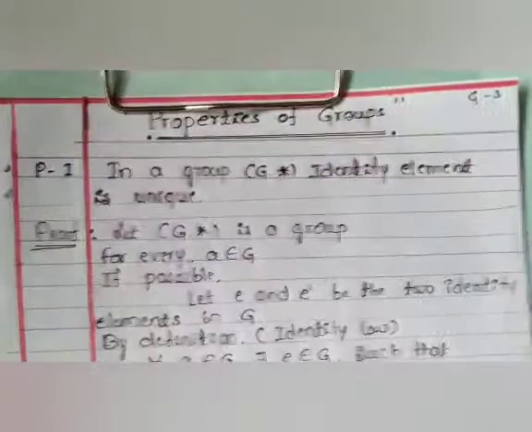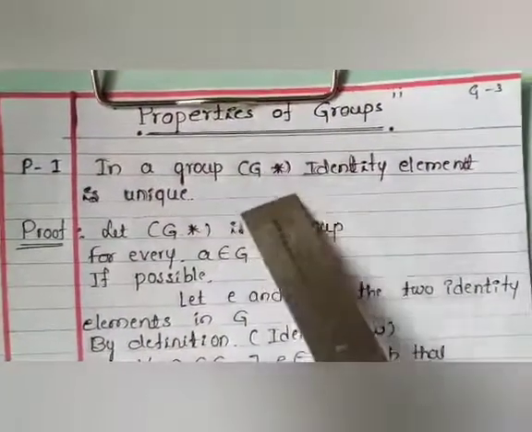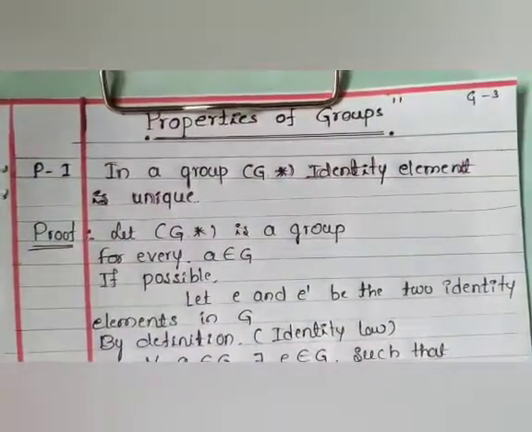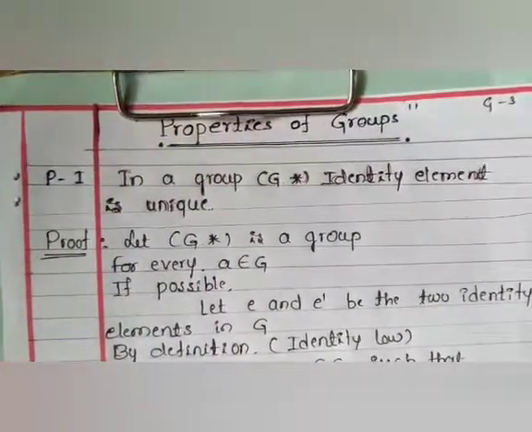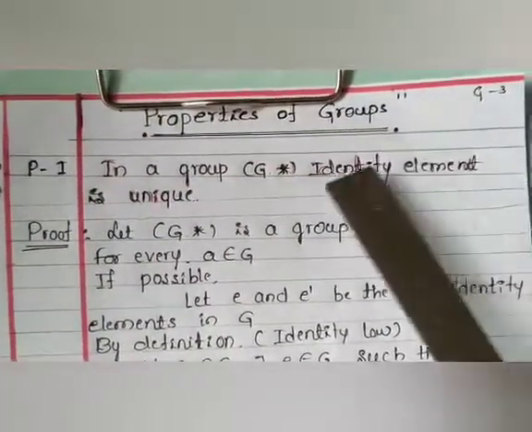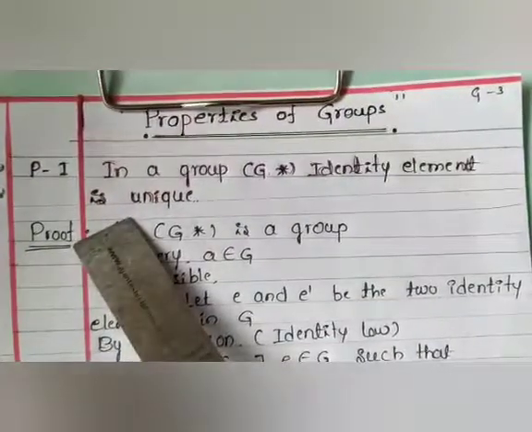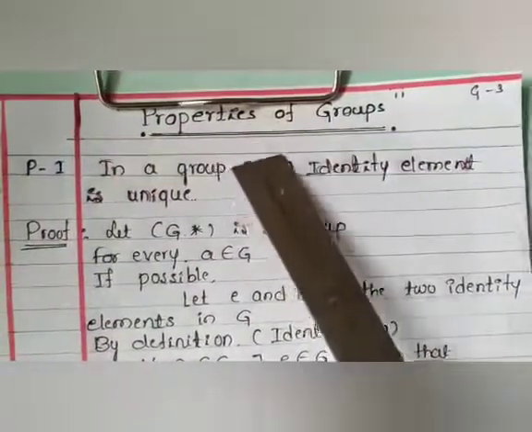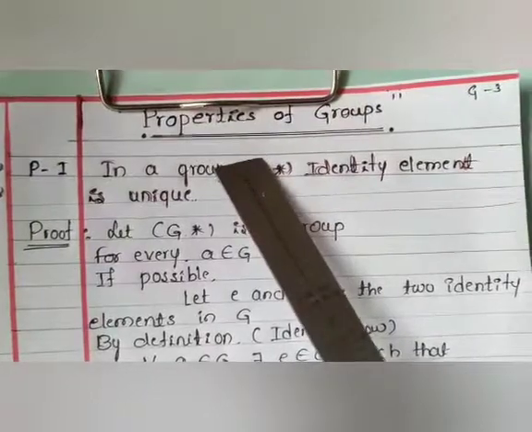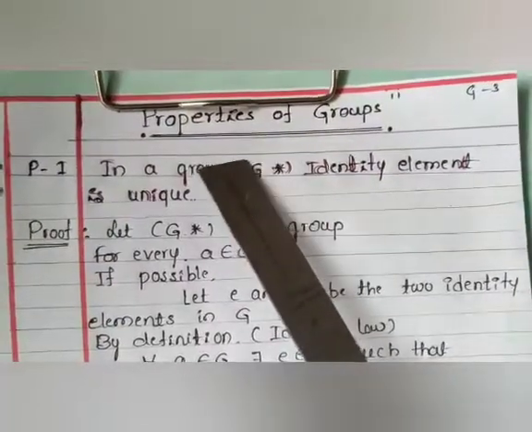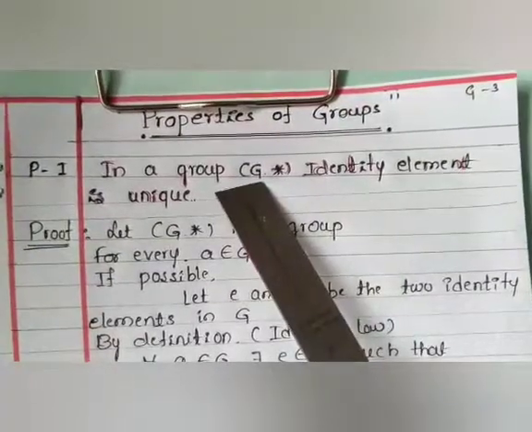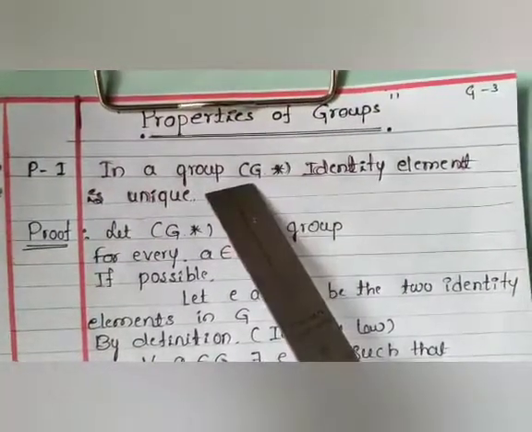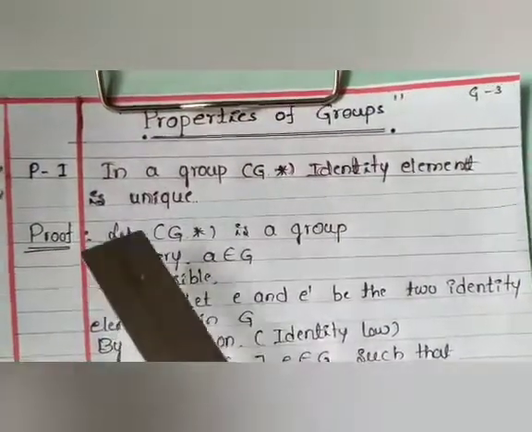G star is a group means it satisfies all the four laws: closure law, associative law, identity law, inverse law. You should recall. In which identity element is unique. That means there is only one identity element in G. G consists of many elements, but there is only one identity element. Clear? Okay, how to prove this?